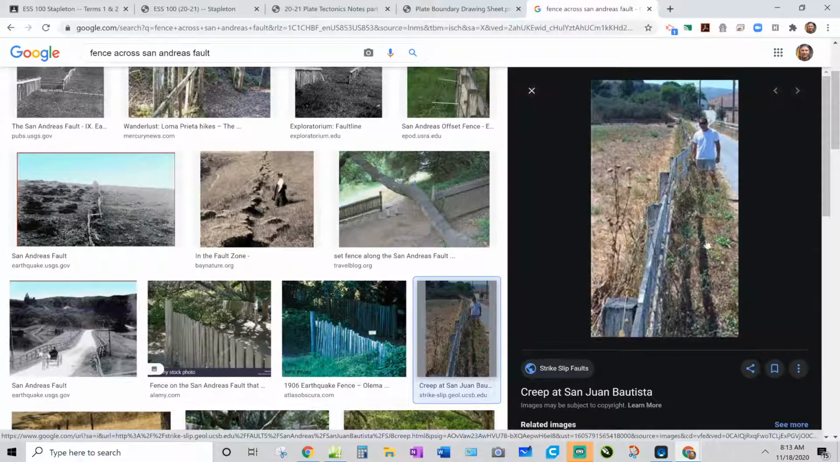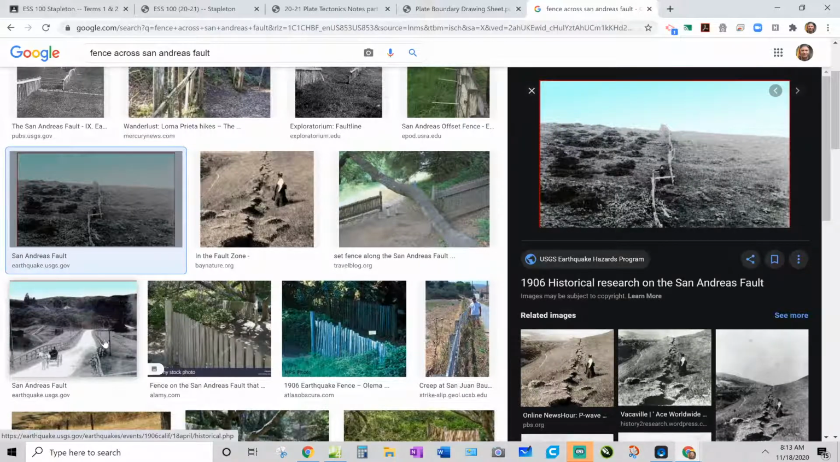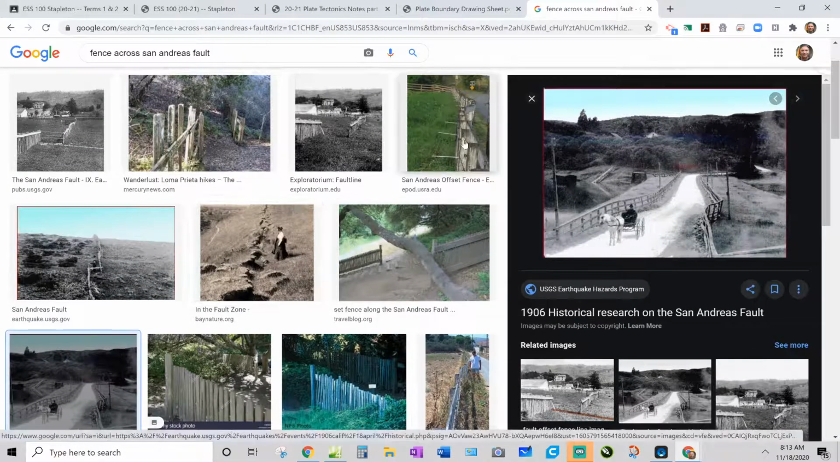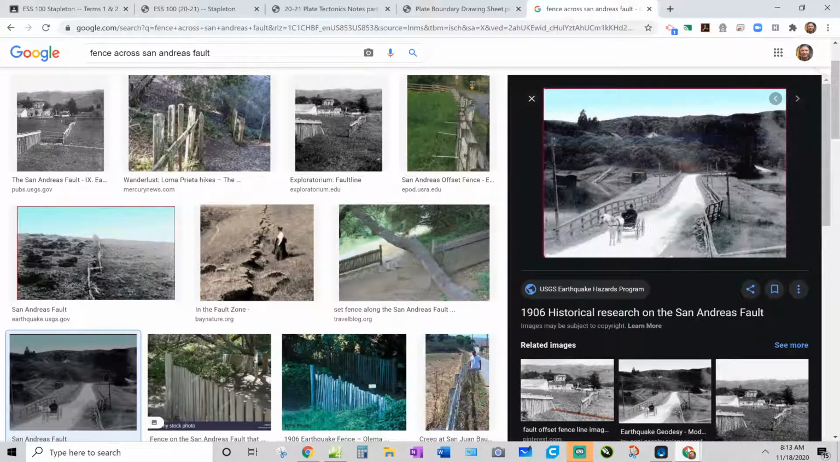Here's another one. Not quite as extreme, but just a little fence running along a road that got bent. Here's another one. Here's a whole road. You can see the road is now crooked. The road was straight when it was first built. So there are a lot of examples of this. This is a transform boundary.